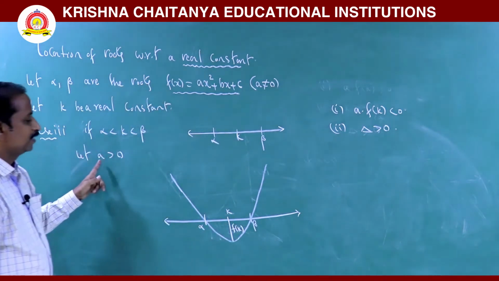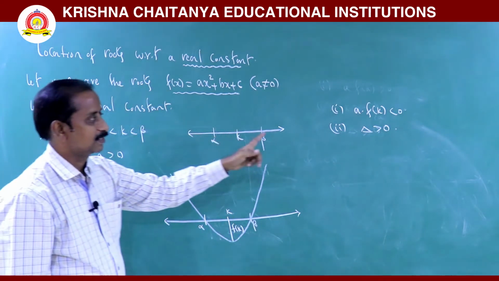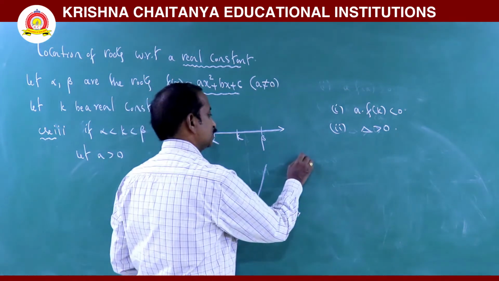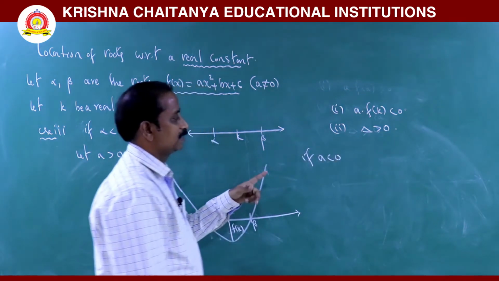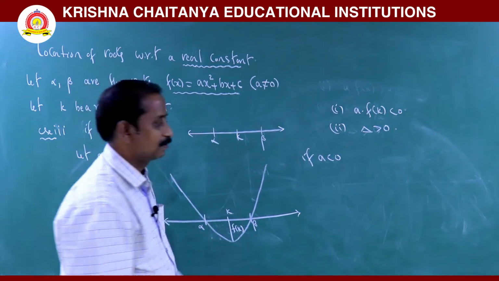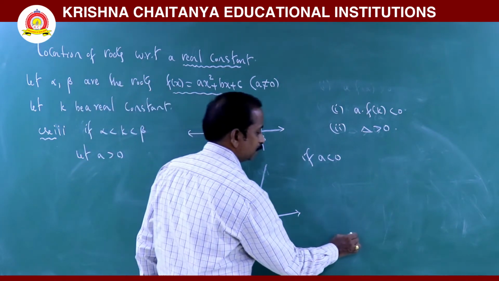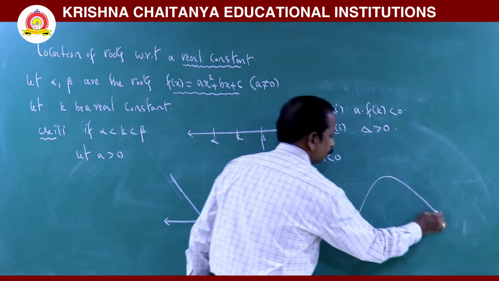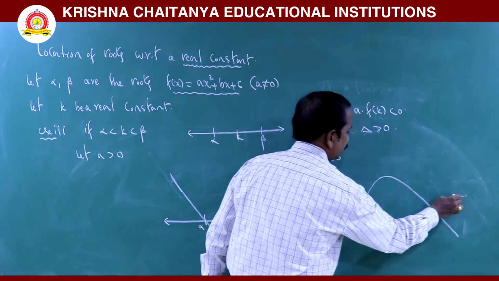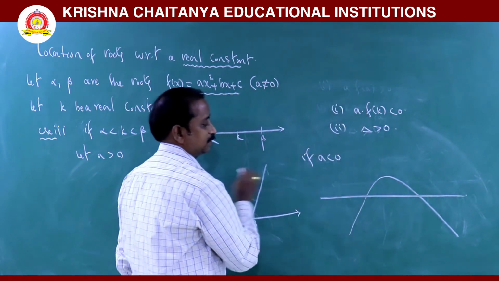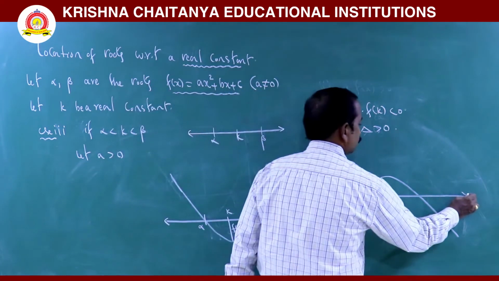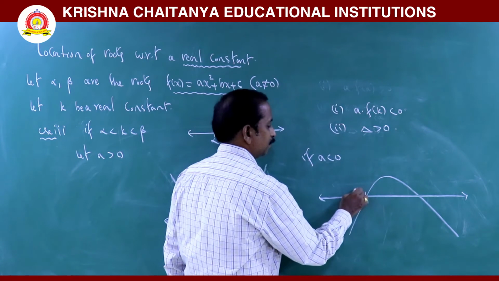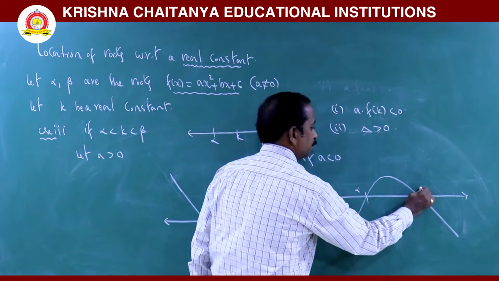So any problem given like this, case 1, case 2, case 3, these are the conditions that are satisfied. And if a less than 0, the conditions are also not changed. Reason: if a less than 0, the shape of the curve is nothing but open downwards. Consider the real line. So this is the real line. Substitute the roots. The roots are alpha and beta.